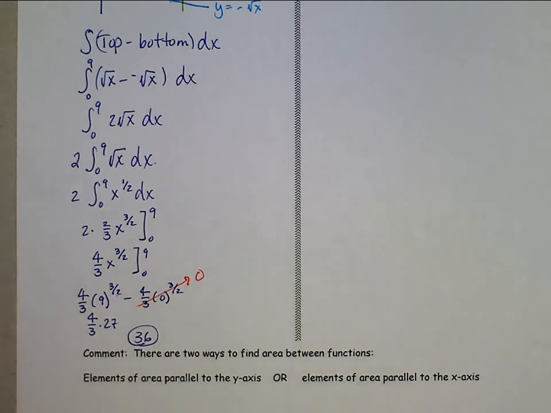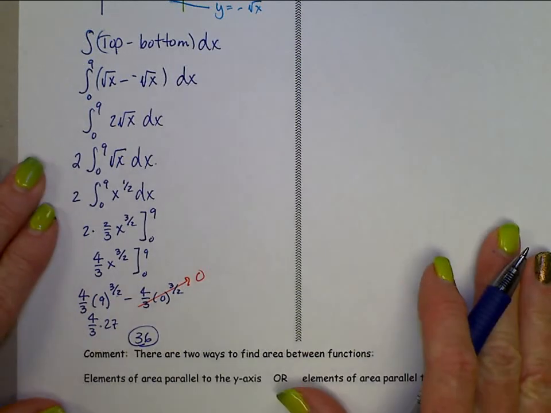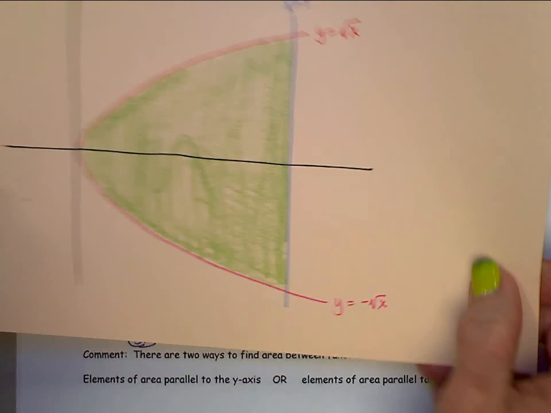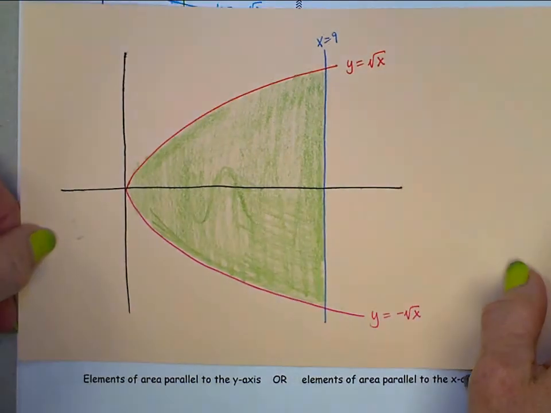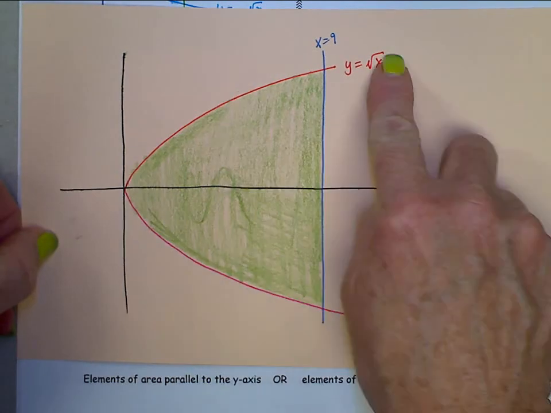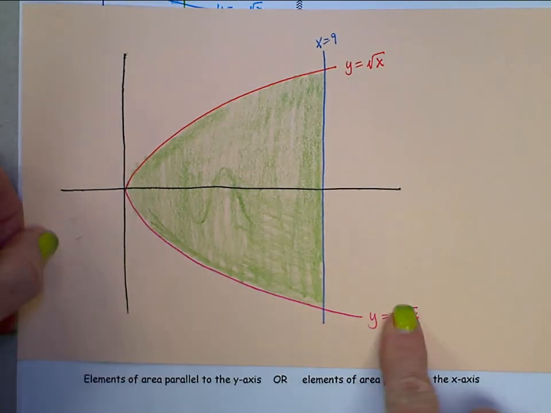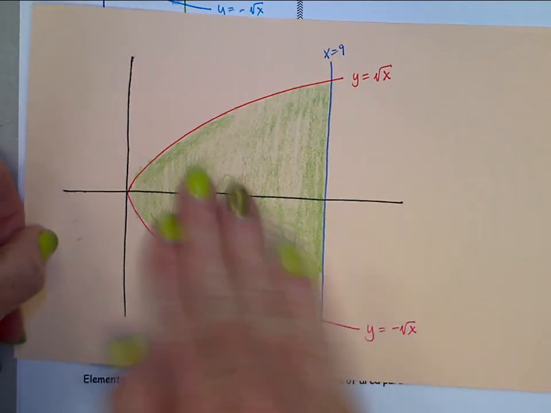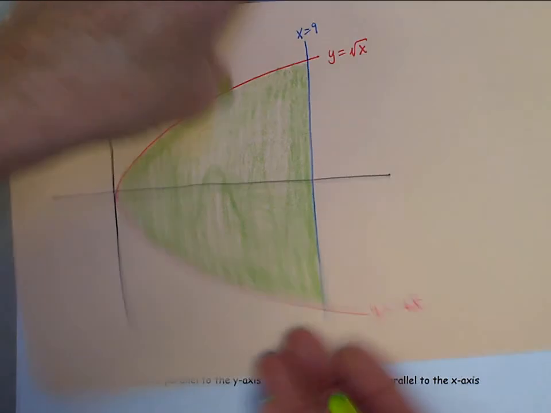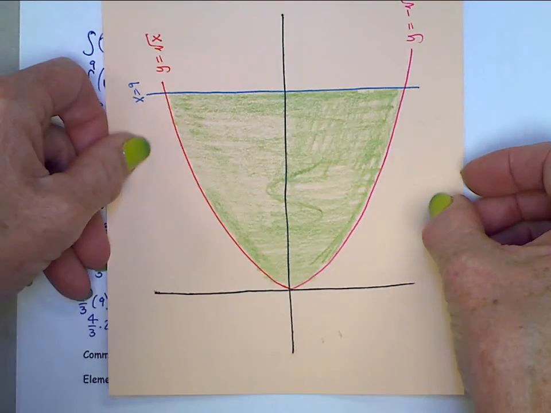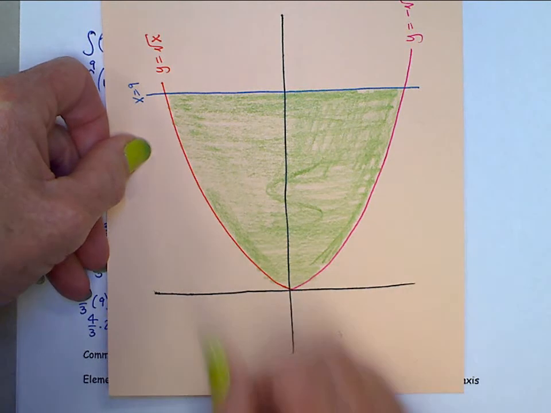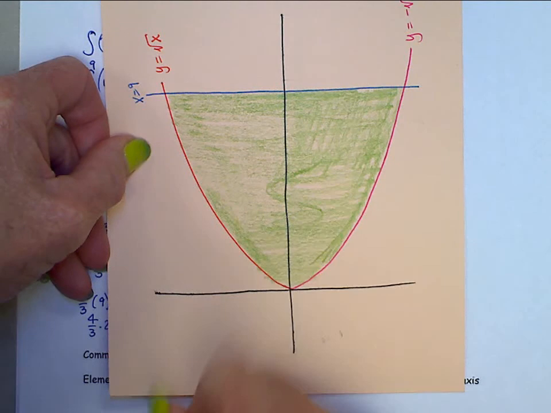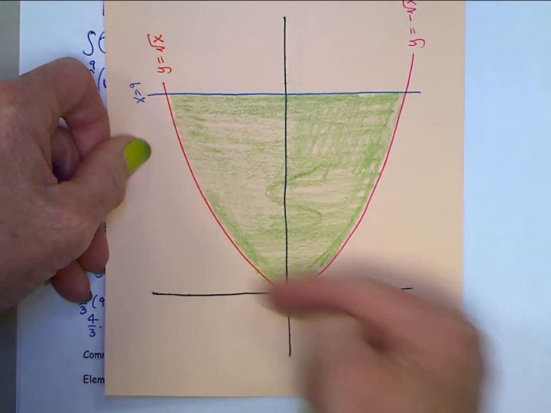Okay, now there's another way to do this. And I do want to look at this graph first, bigger. Here's y equals square root of x. Here was y equals negative square root of x. And here's that line, x equals 9. What was this whole area? 36. But if I turn it this way, it's still 36. But now what's the top function? The top function would be this line, and the bottom function would be this parabola.